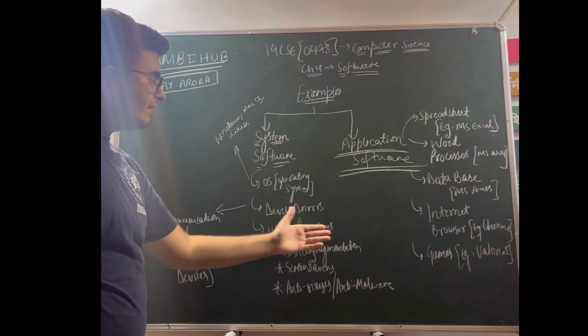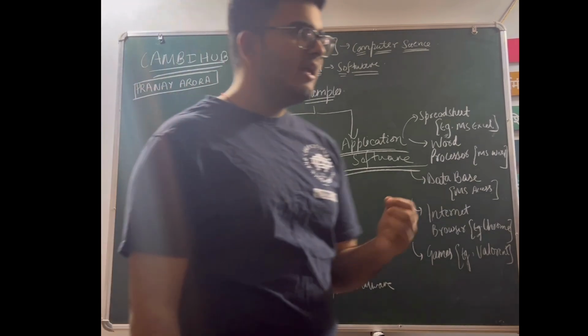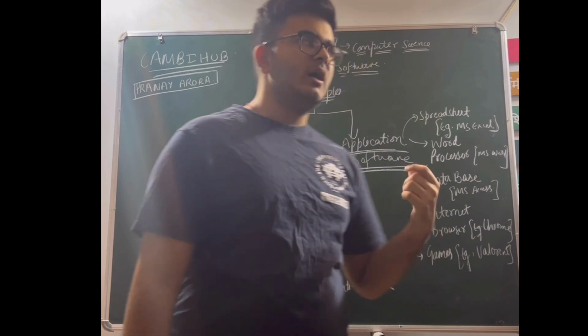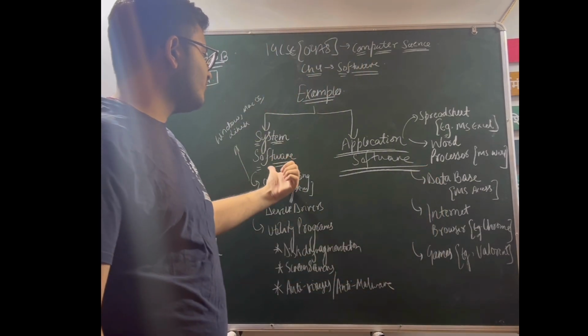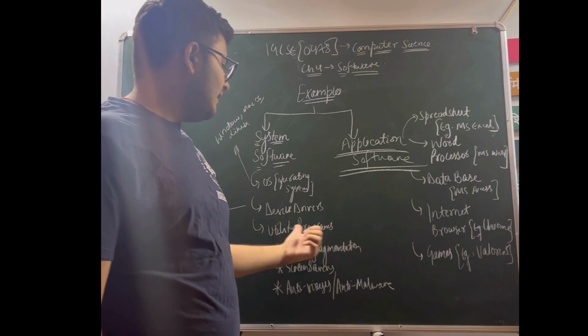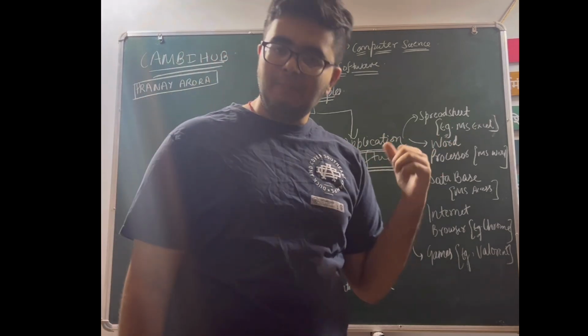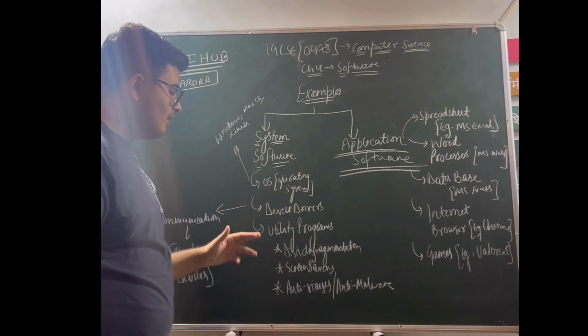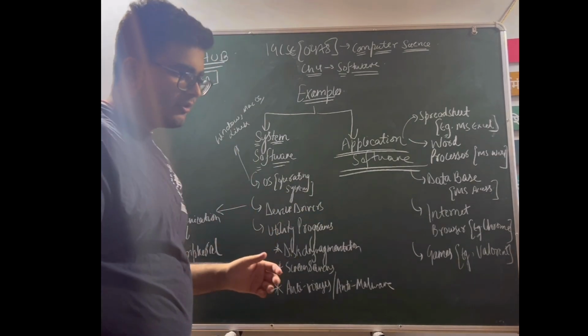Then we have utility programs, right? What is utility? Anywhere the user gets a use, right? However, they are a part of system software. A lot of people get confused that utility programs are part of application software, but no, utility programs are a part of system software. There are 3 types of utility programs in our syllabus.